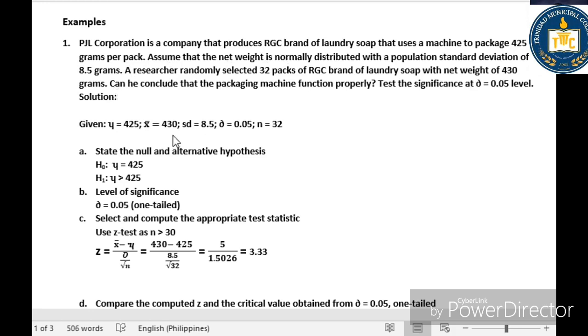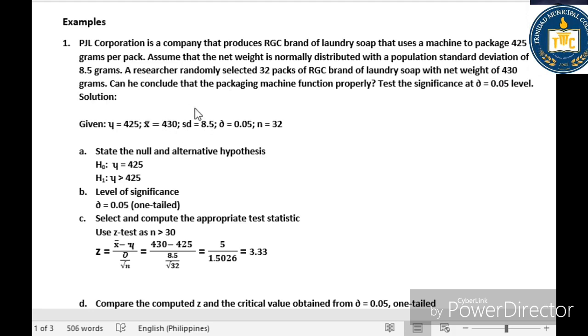Then 430 is our sample mean here. They took 32 packs and studied whether each pack really contains 425. In their study, the mean of the 32 packs is 430 grams. They probably weighed the packs one by one, to see if the machine really produces 425 grams per pack, and they got an average of 430 grams. So that is our sample mean.